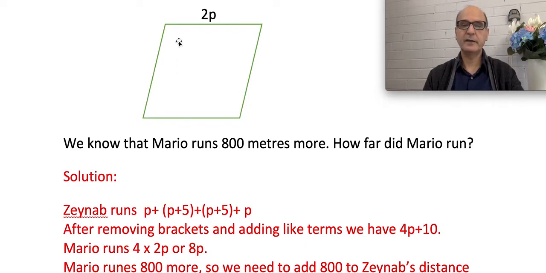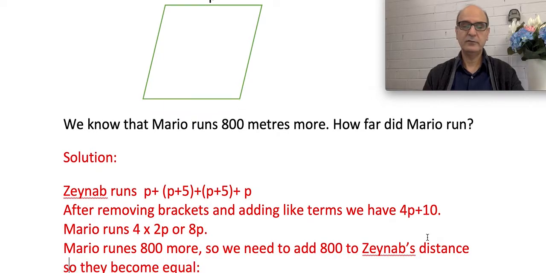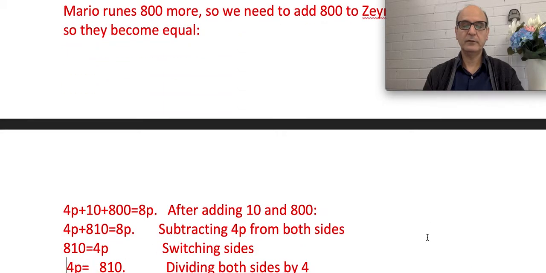Mario runs 4 of this, because each of them are 2p, so 2p times 4, or you can add 2p, 2p, 2p, and 2p. But that's quicker, just times it by 4. So that is how much Mario runs. 4 times 2p gives us 8p. Alright, that's how long Mario has run, that is how long Zainab has run. But we know that Mario has run 800 more. So this is 800 more than this. You can use that to solve your equation.